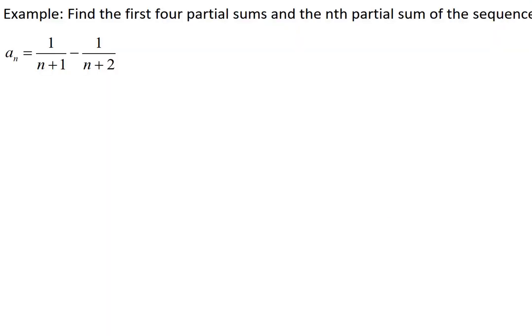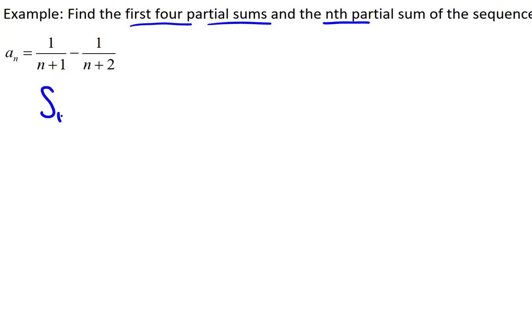Let's try an example where we want to find the first four partial sums and the nth partial sum of the following sequence. Now the sequence is defined as a sub n equals 1 over n plus 1 minus 1 over n plus 2. So it's a difference of two fractions here. Now we want to find the first four partial sums, and so given the definition we have above, let's go ahead and start writing these out.